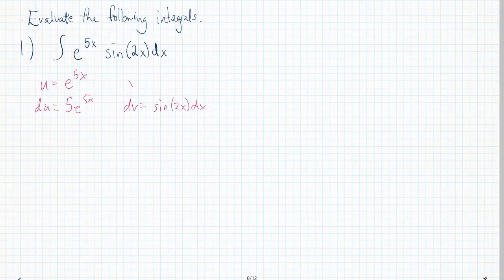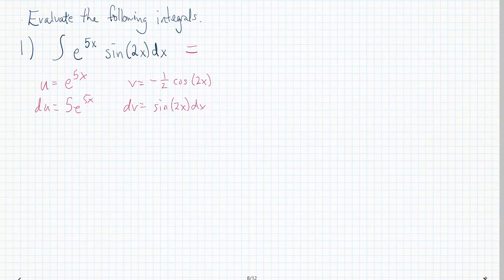And v, if you take the antiderivative of that, I believe you get negative 1/2 cosine of 2x. If you want to double check and make sure, if we take the derivative of this, what do we get? Well, you get negative sine of 2x times the negative 1/2, and then times the derivative of the inside, which is 2, and that would cancel off, the negative cancels off, and you're left with sine of 2x, so we're in good shape there.